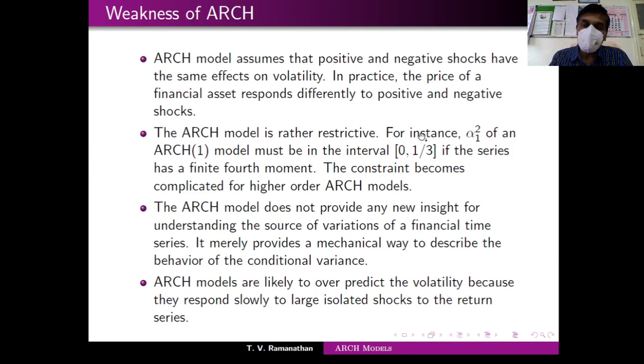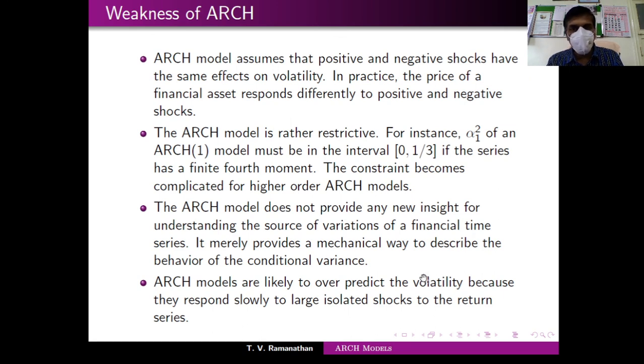The fourth moment further restricts the range of variation of alpha 1, so 0 to 1 by 3. If you don't have any moment restriction, it can go from 0 to 1. But the more moments I demand, it further decreases the range of variation of this coefficient. I am now talking about ARCH(1). If I talk about alpha m, then it is very difficult to make these kinds of statements because there are more variables. So the constraints become complicated for higher order ARCH models. That's what I mentioned here.